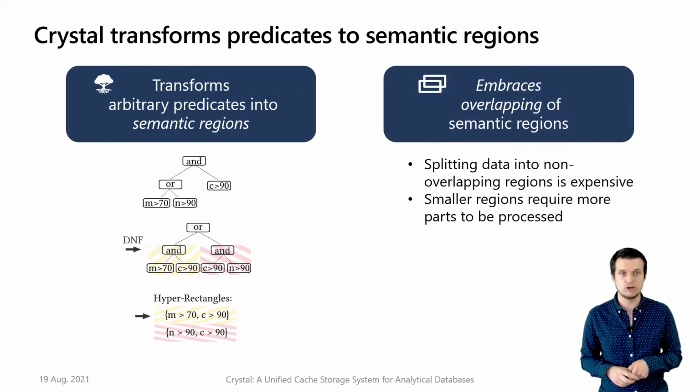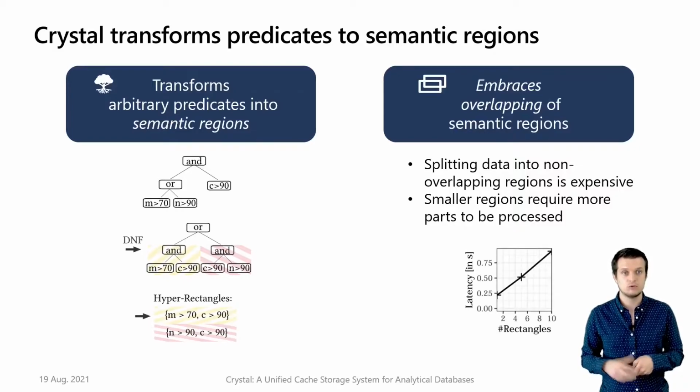Crystal embraces this overlapping in contrast to previous work in semantic caching. We do not split into non-overlapping regions anymore because this is very expensive. Especially when you have high-dimensional data and many cached elements, this will partition the data space into many parts. However, each individual part requires more work to be done at the host database management system. We did a preliminary experiment where we saw that the more regions we return, the higher the latency is.